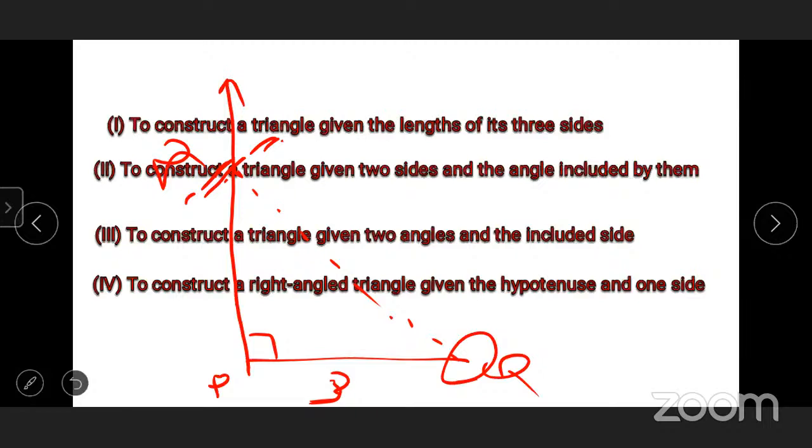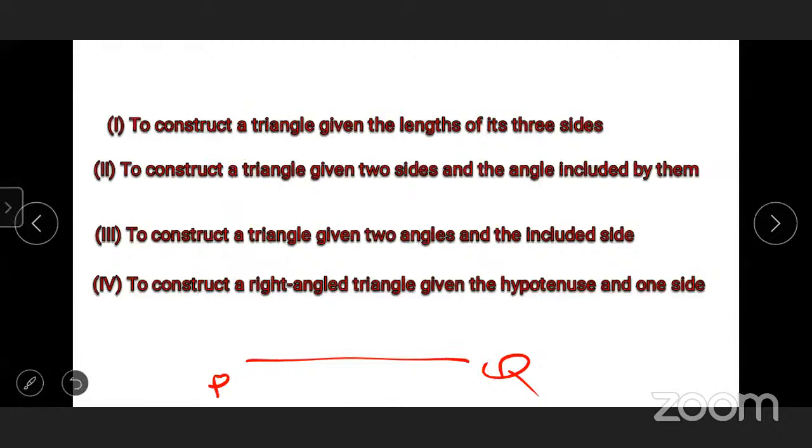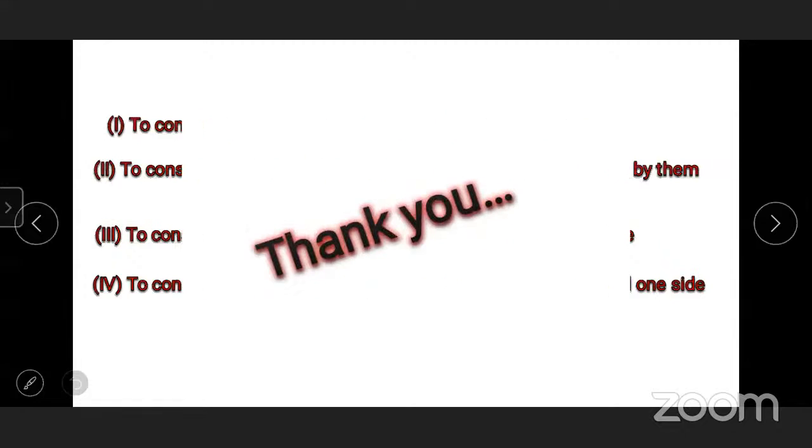These four constructions we learn in that chapter, and after these constructions we take more information about the congruency of segments, and after that congruency of angles. Today we take more information about the congruence of circles. In this way, the first chapter in mathematics, geometrical constructions, is complete here.